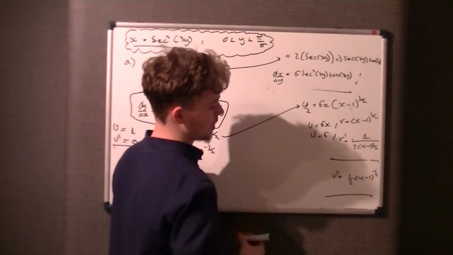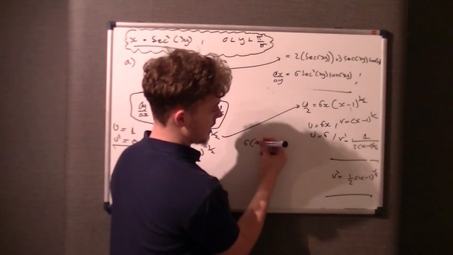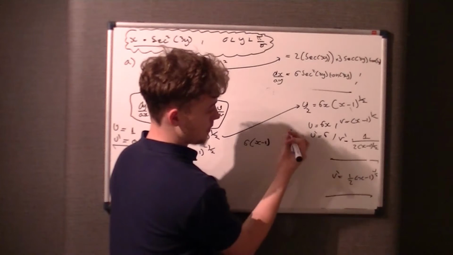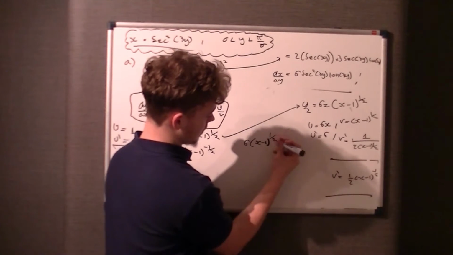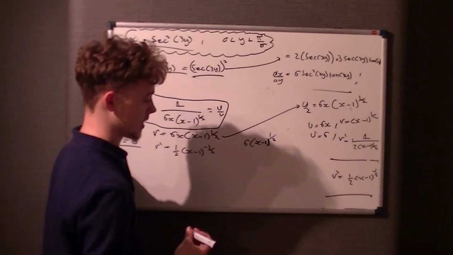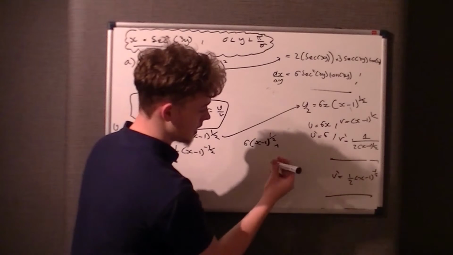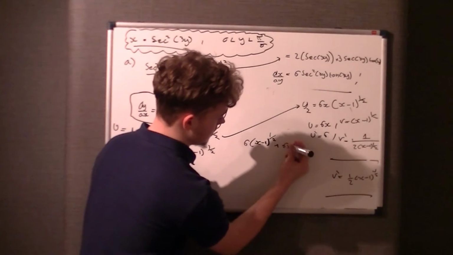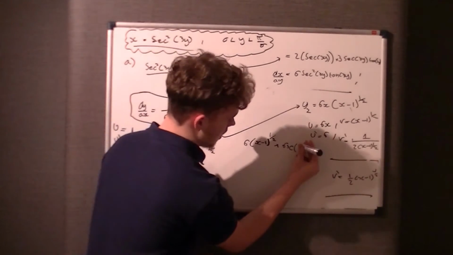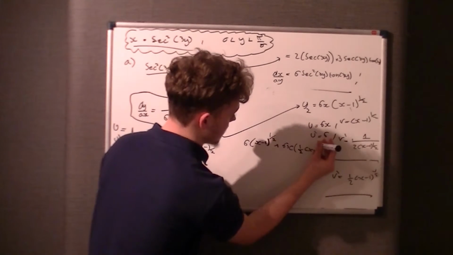The one I'm going to start with is v u dashed. So it's 6 times x take 1 to the power of a half. So that's 6 brackets x take 1 to the power of a half, plus u v dashed. So it's 6x times a half brackets x take 1 to the power of negative a half.